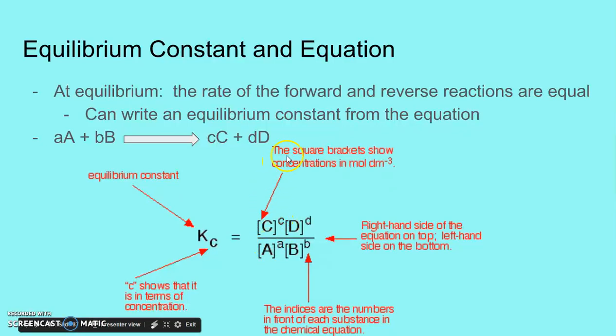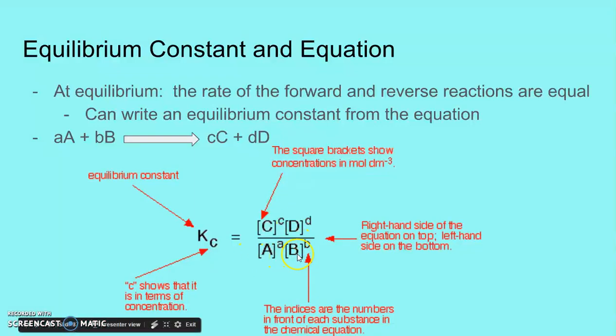So the square brackets tell you the concentration of C to the lower case c power. So the concentration of this particular element or compound raised to its coefficient, times the concentration of D to the little d, which would be its coefficient. So the products go on top, and you multiply the concentrations together. They're going to be raised to the exponents of the powers of their coefficients.